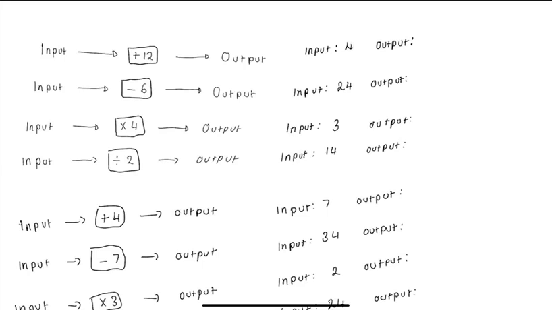Hello, it's Paige Green at Paige Green's Tutoring, and today we're going to be having a look at function machines, looking at finding the inputs and the outputs, so going both ways through those function machines.